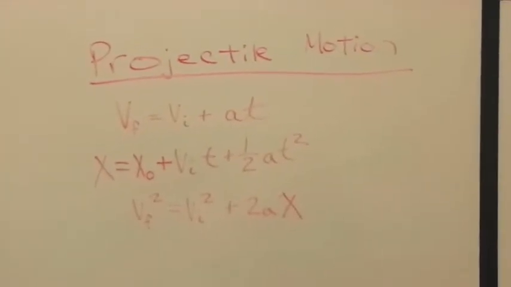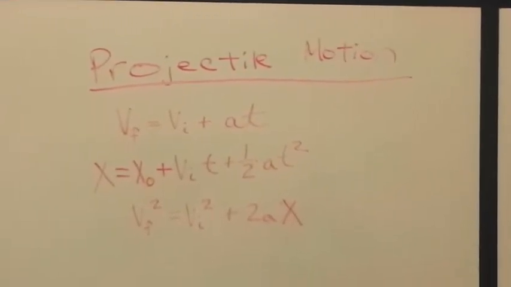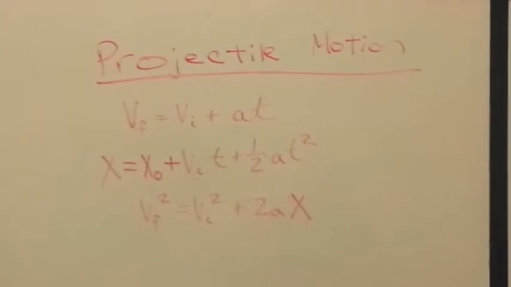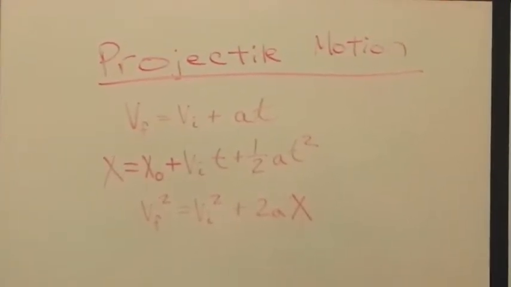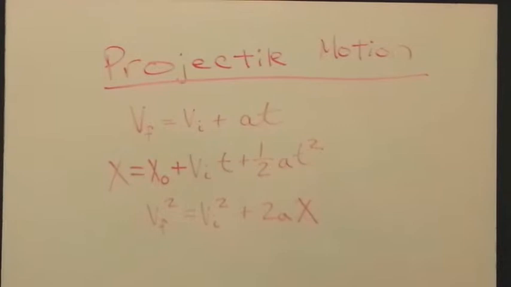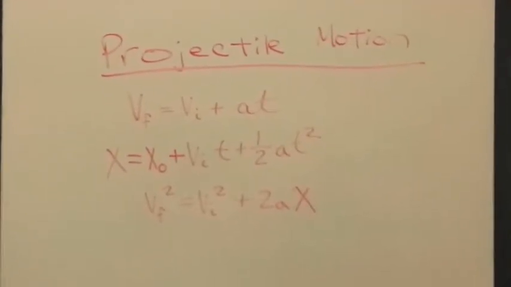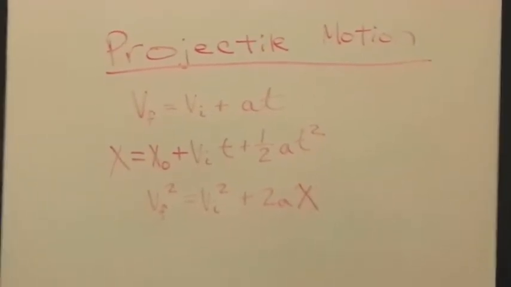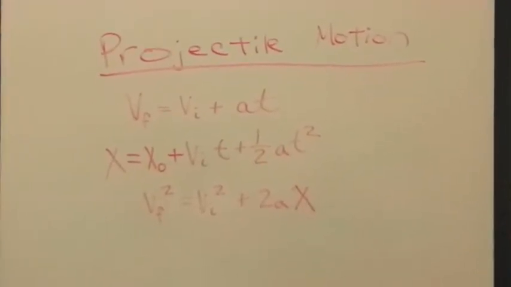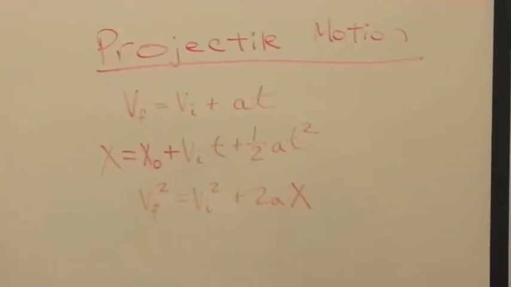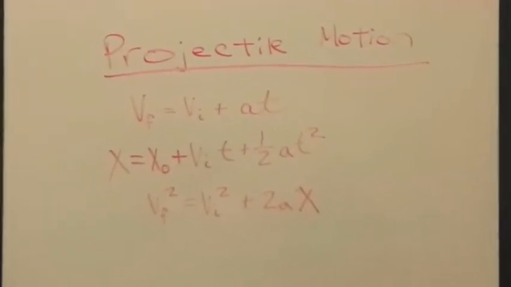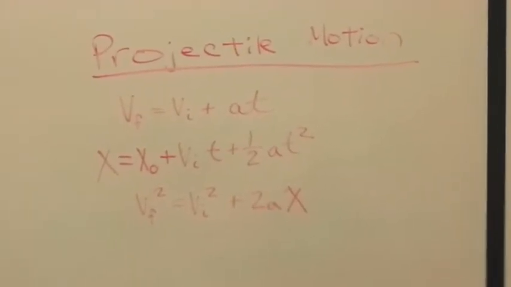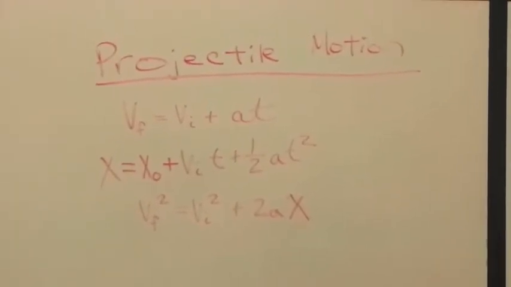In the topic of dynamics, we look at projectile motion, specifically these three equations. The first equation is the final velocity is equal to the initial velocity plus acceleration multiplied by time. The second equation is the final location is equal to the initial location plus initial velocity times time plus 1/2 times the acceleration times time squared. The last equation is the final velocity squared is equal to the initial velocity squared plus 2 times the acceleration times the location.